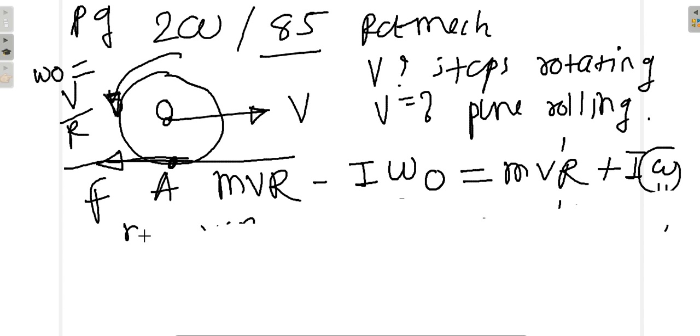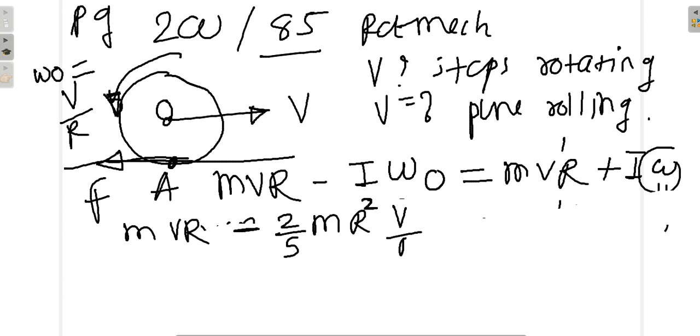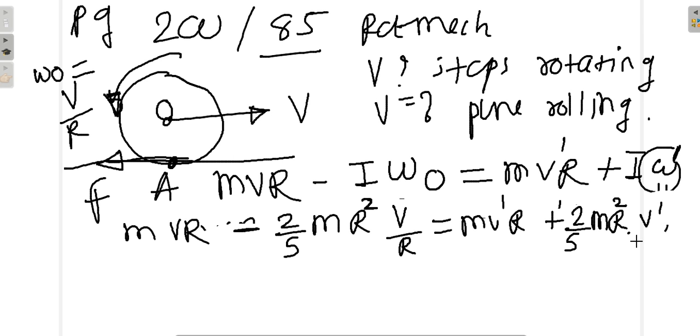So I have mvr minus 2 by 5 mr square. Omega naught is again v upon r, equal to m into v dash into r. I is 2 by 5 mr square, and the new value of omega, say omega dash, will be v dash upon r. So again let us cancel m and r.